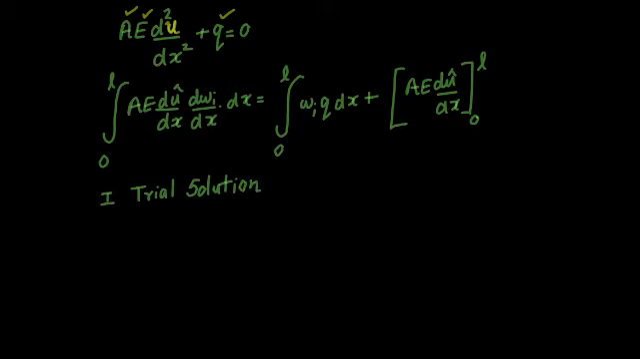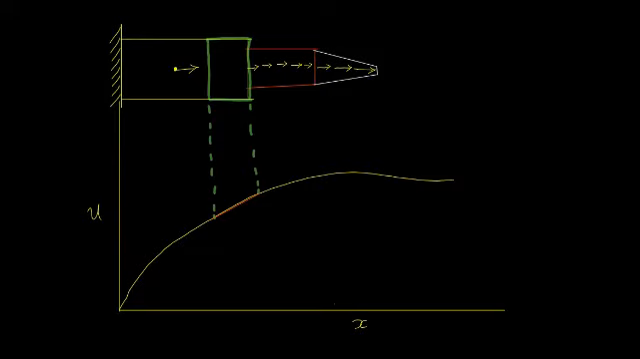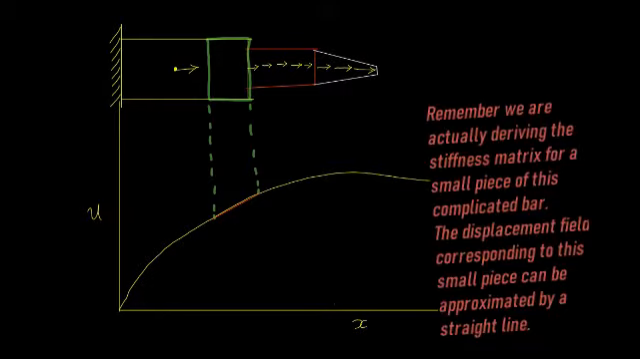And you have a very good reason for assuming a linear trial solution. I just told you that if you are taking a small piece, if you are localizing your attention on a small piece, then the displacement function corresponding to that small piece is just a straight line. So the straight line equation is just going to be a naught plus a1x. Of course, you don't know the values of a naught and a1. It's what we are interested in finding out.